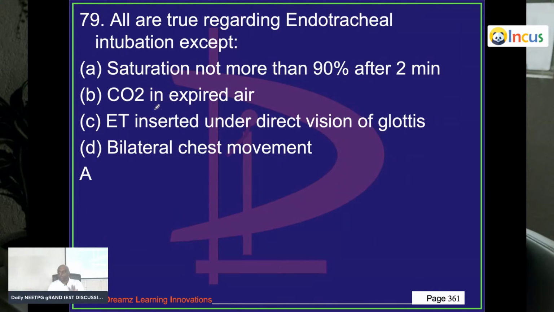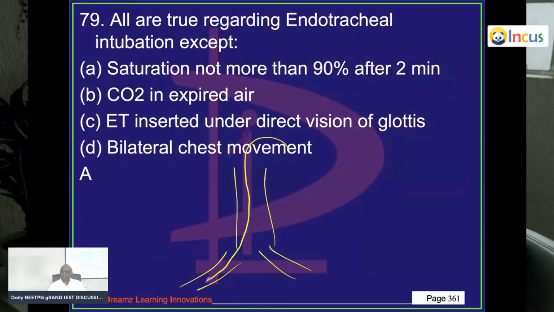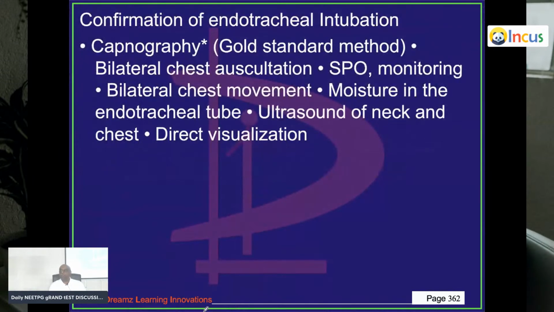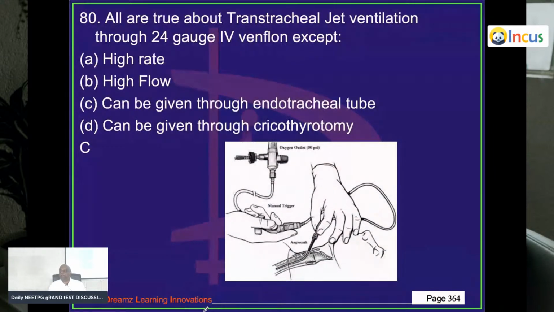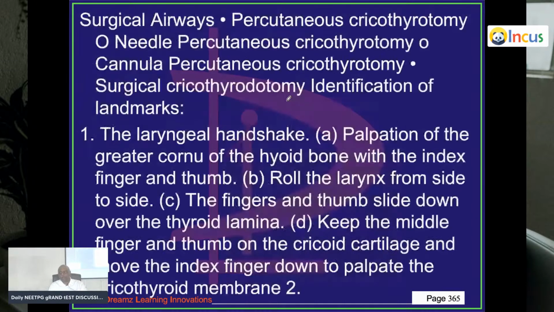So endotracheal intubation, what is accepted? ET inserted under direct vision of glottis, CO2 in expired air, bilateral chest movement should be there. Otherwise, your ET tube has gone all the way in. What is the common mistake done? You push the whole ET tube into the right bronchus and the left bronchus will go into atelectasis. So both the lungs must be expanding well. Then, doctor, all are true about transtracheal jet ventilation. It is high rate, high flow, can be given through cricothyrotomy, not endotracheal tube. Cricothyrotomy करके उससे jet ventilation देते हैं, ठीक है?